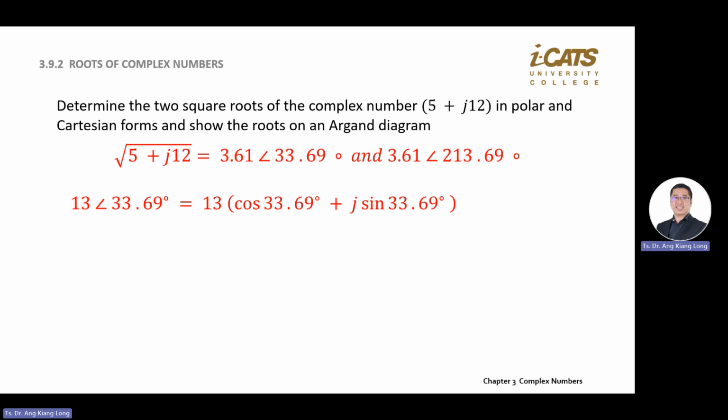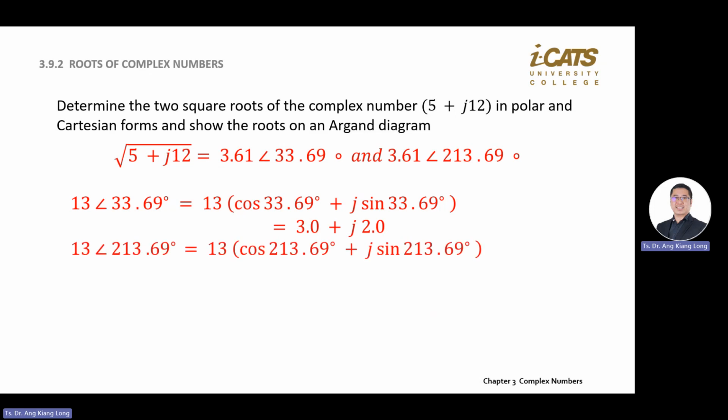Once you have that, you convert back to Cartesian form. Converting back to Cartesian means you change this to cos and sine. At the first set, you already get 3 plus j2. You do the same for 213 degrees. You get negative values, so it will be in quadrant 3, because your first set is in quadrant 1.